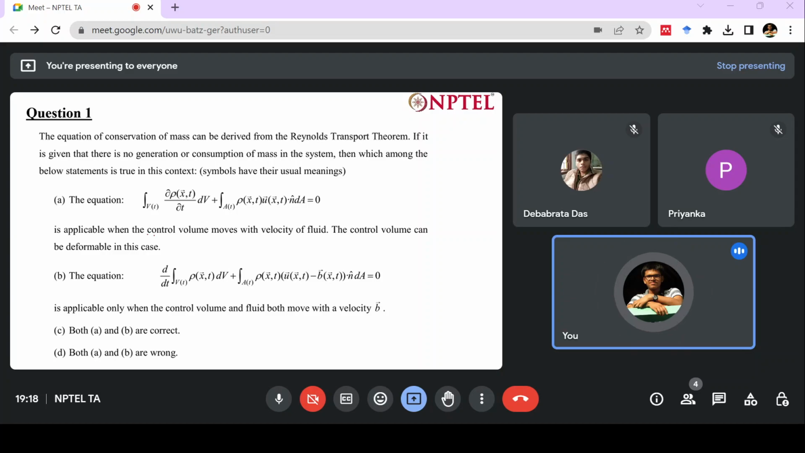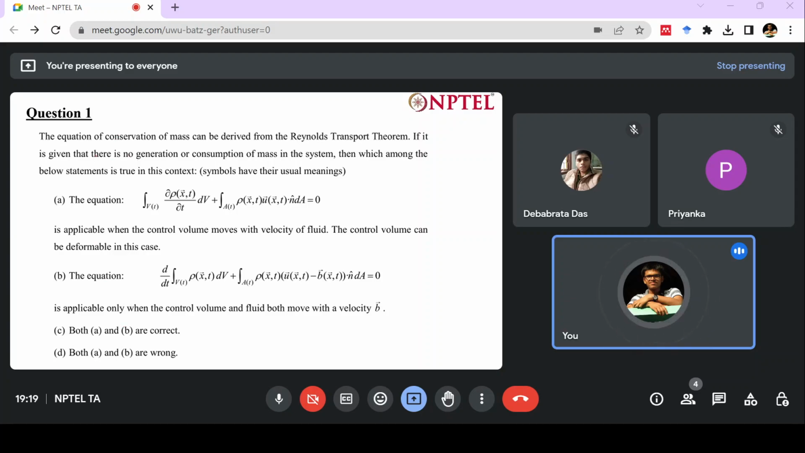The first question here is related to conservation of mass. It says the equation of conservation of mass can be derived from Reynolds transport theorem. If it is given that there is no generation or consumption of mass in the system, which of the following statements is true? Two statements are given, and we have to say which of them are true, or if both are true or both are false.